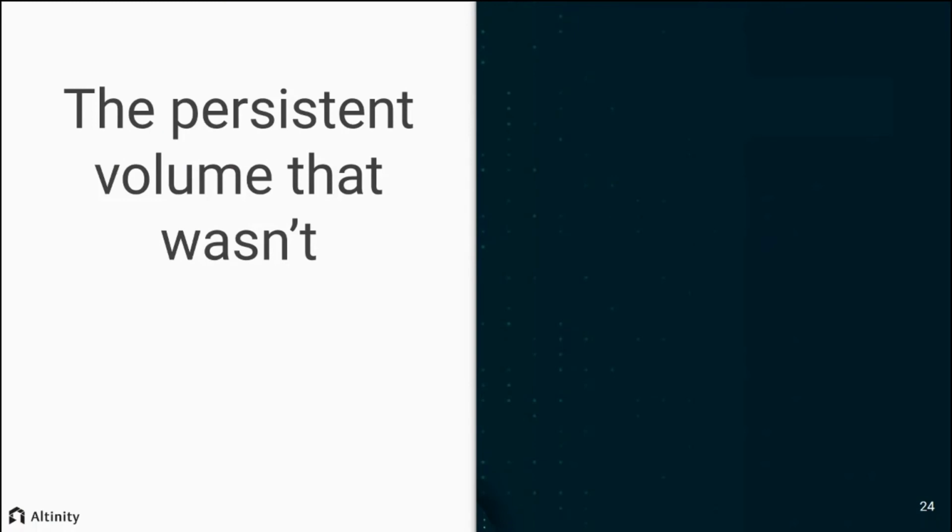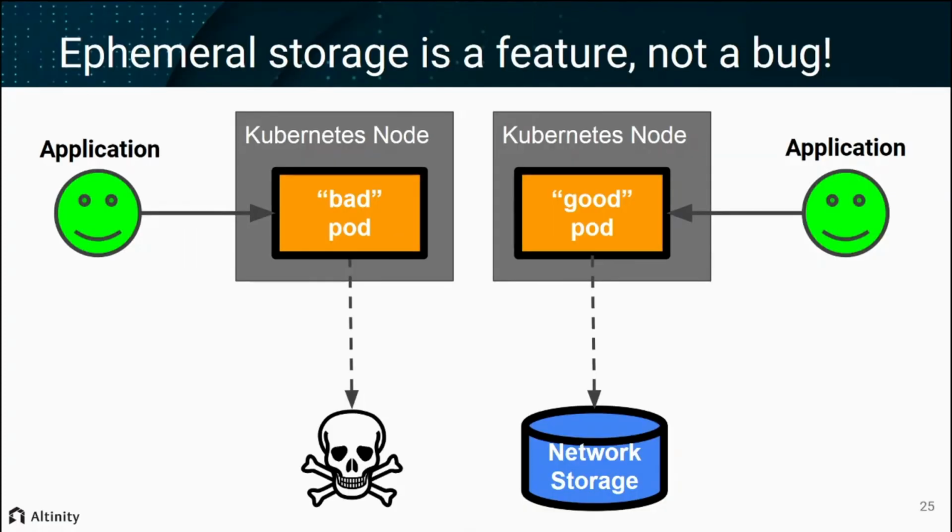Let's move off affinity rules to another one of my favorites, a problem I call the persistent volume that wasn't. This is surprisingly common. I've probably hit this at least a dozen times in different forms. Let me talk about a couple of common ways this can occur. Before we go anywhere, it's important to recognize that in Kubernetes, ephemeral storage is not a bad thing. It is a feature, not a bug. That's in fact one of the things that makes Kubernetes so powerful: you can have different kinds of storage, and we're going to take advantage of that in just a couple of minutes.